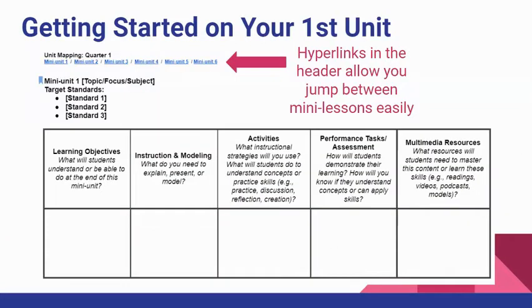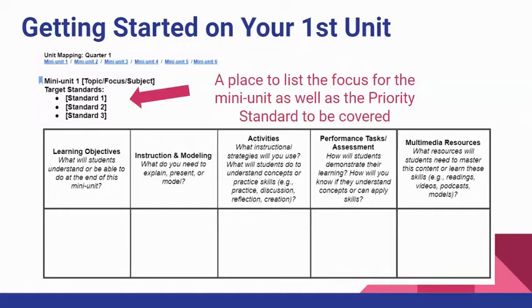Once you know your priority standards, you can begin planning mini units of study. Here's a sample planning template. This is also linked in the resources for this session. Notice that the header has hyperlinks that allow you to jump between mini lessons easily. Above the planning rubric are places to identify the focus or topic for the mini unit, as well as a place to designate the aligned priority standard. You may target additional standards if they support the focus of the listed priority standard, but no more than 3 standards per mini unit.